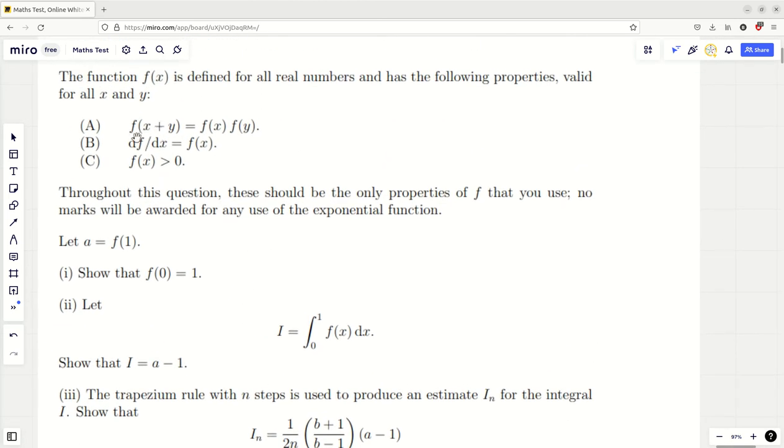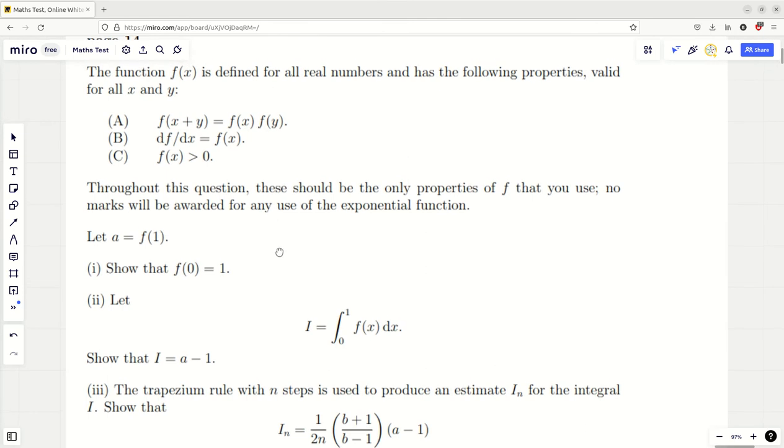So we're told that f of x plus y is f of x times f of y. df by dx equals f of x. They're saying f differentiates to itself there, and f of x is greater than 0. So it certainly sounds like they're describing the exponential function, because e to the x times e to the y equals e to the x plus y. e to the x differentiates to itself, and it's always bigger than 0. Like, you can see why they've banned that. Anyway, forget the exponential function, because we're not allowed to even know about it for this question. It's a cool question, it really is.